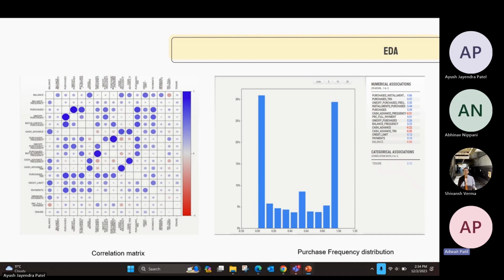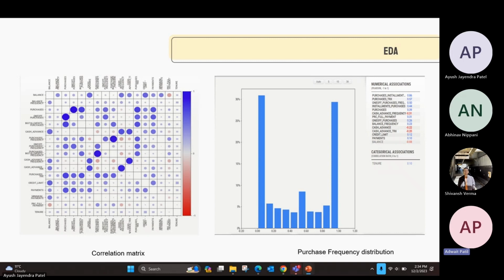Okay, thanks, Abhinav. Next, to get started with our project, the first step was doing the exploratory data analysis. On the left, you can see the graph for the correlation matrix. The blue one shows positive correlation, whereas the red one shows negative correlation. And the size of the dot is positively correlated to the strength of the correlation between two features.